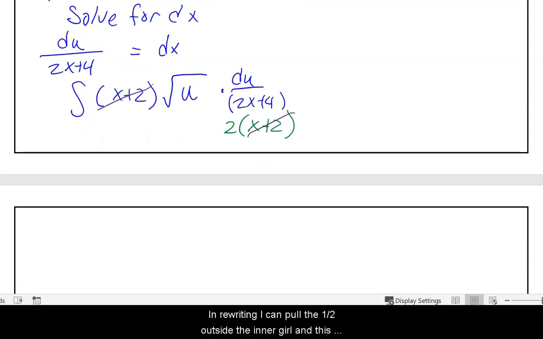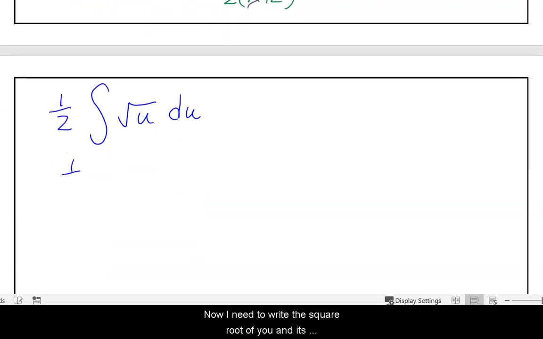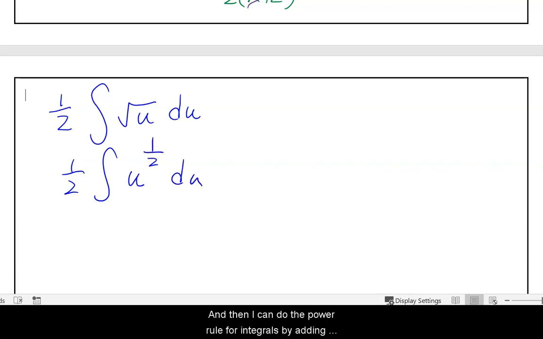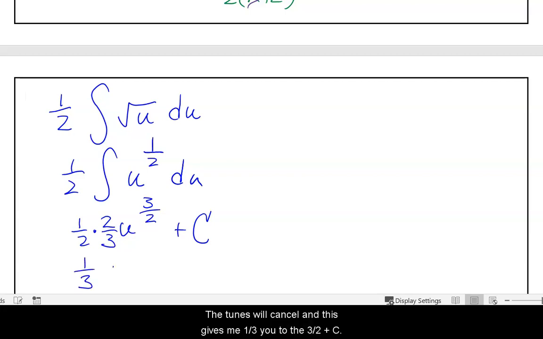In rewriting, I can pull the 1/2 outside the integral, and this will give me the square root of u du. Now I need to write the square root of u in its power form, which is 1/2 u to the 1/2 power du. And then I can do the power rule for integrals by adding 1 to get 3/2, dividing by 3/2 or multiplying by 2/3, and adding on the constant of integration. The 2's will cancel, and this gives me 1/3 u to the 3/2 plus c.